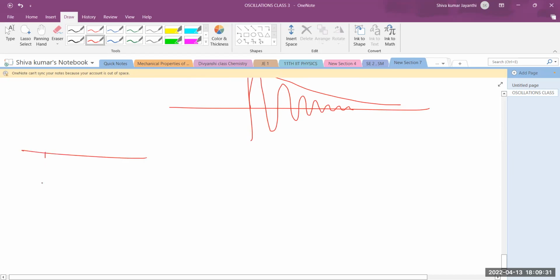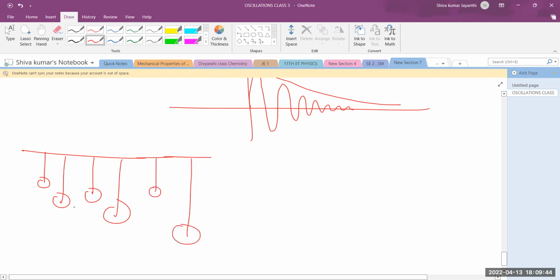You take several pendulums of different lengths. When you oscillate them, what will happen? Two of them which are of the same length, you see, this and this of same length. When you oscillate, it will move like this, right? Those which have the same length will oscillate very much with very high amplitude.